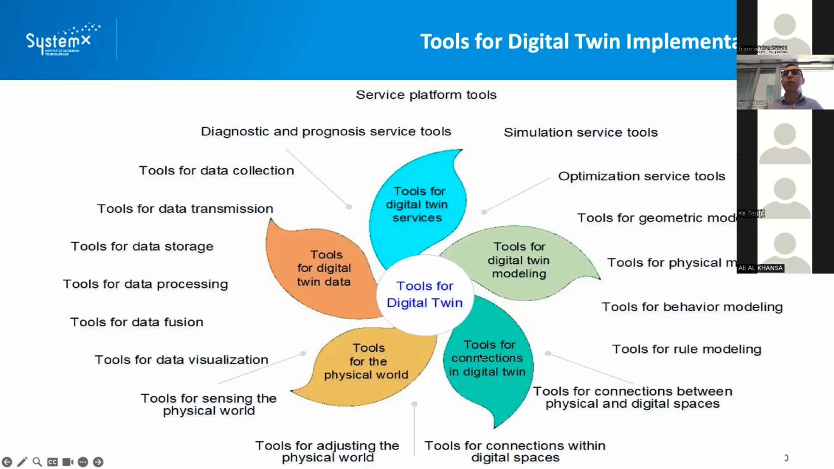We also have tools for connections between the physical and the digital twin. We have tools for the physical world to represent, as best we can, what is going on within the physical system. And we have tools for digital twin data, in terms of data fusion, for example, or how to process it. Also, one of the most important challenges, which I will address later, is data storage. In some cases we need to collect data in real time in a continuous way, so we need strategies to make data storage efficient in terms of performance for our digital twin.